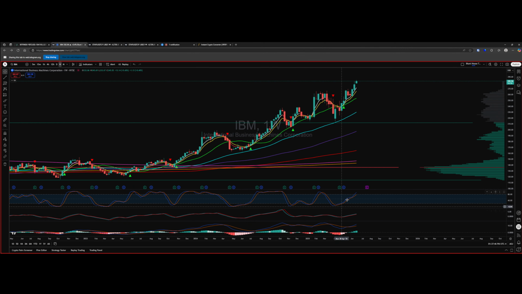Look at your stochastic RSI, it's opened right up and shooting higher. Same with the MACD. This wants more.